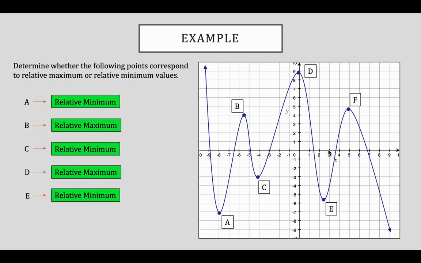And finally, as you probably guessed at this point, F is going to be a relative maximum. As I go to the left of point F, my graph goes down. As I go to the right of point F, my graph also goes down. Therefore, F is going to be a relative max.